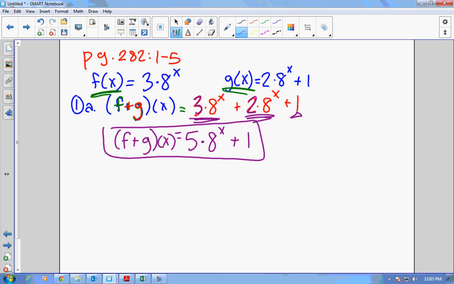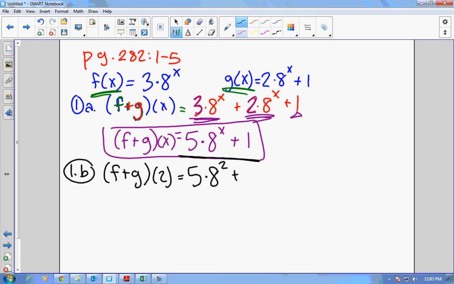Part B looks very similar. Look at part B. What's the only change? It says f plus g, but what's the only change? The x is replaced with 2, which is exactly what we do. We replace the x with a 2. This asks us on number 1b to evaluate f plus g when x is 2. So we take what we just did and we change the x to a 2.